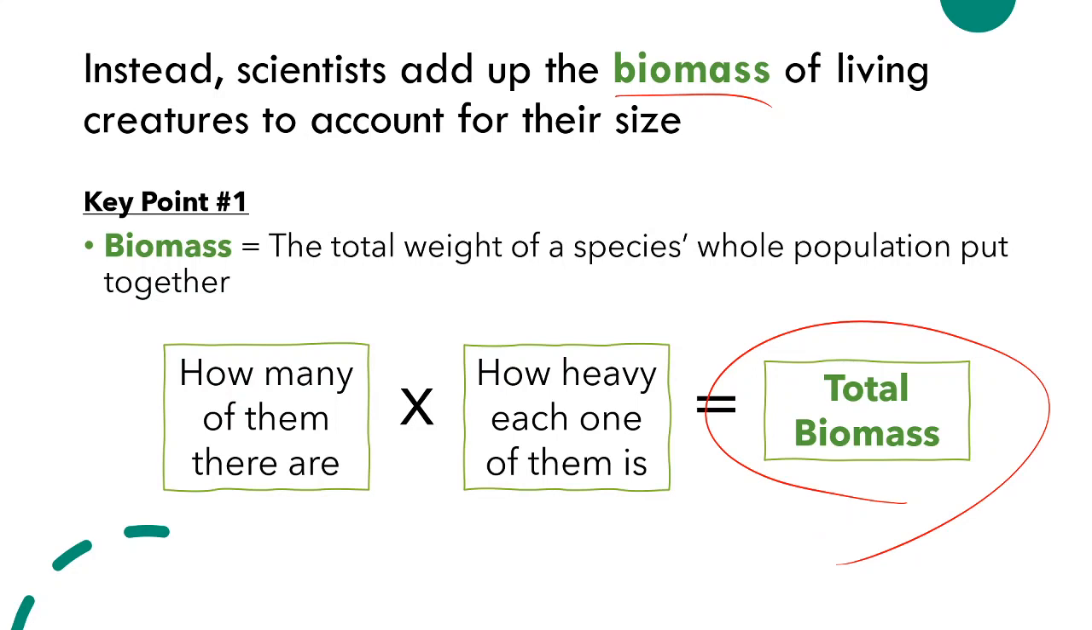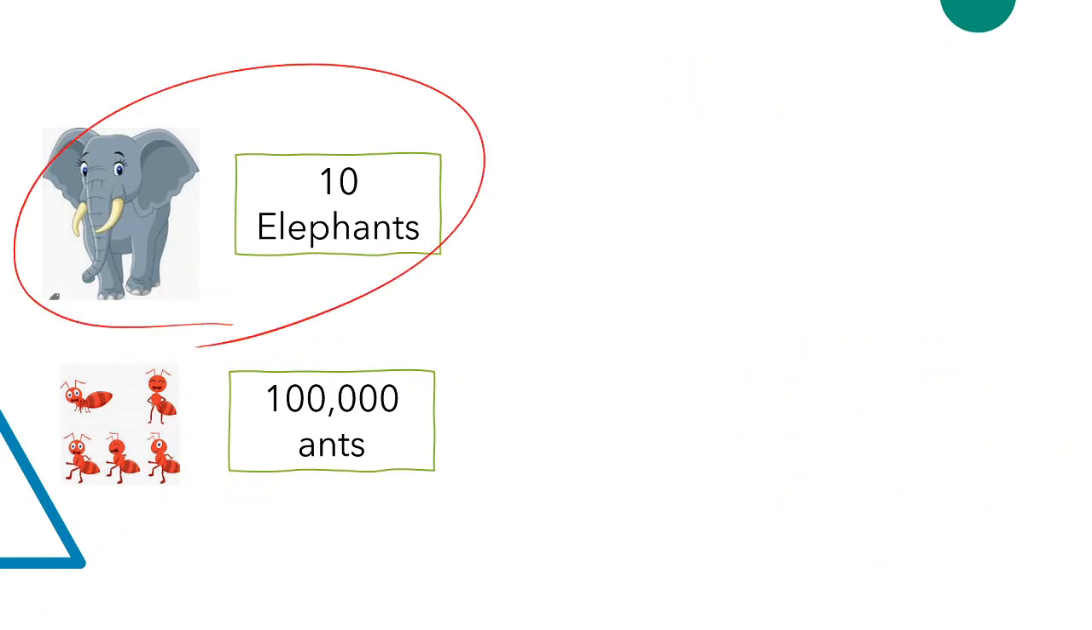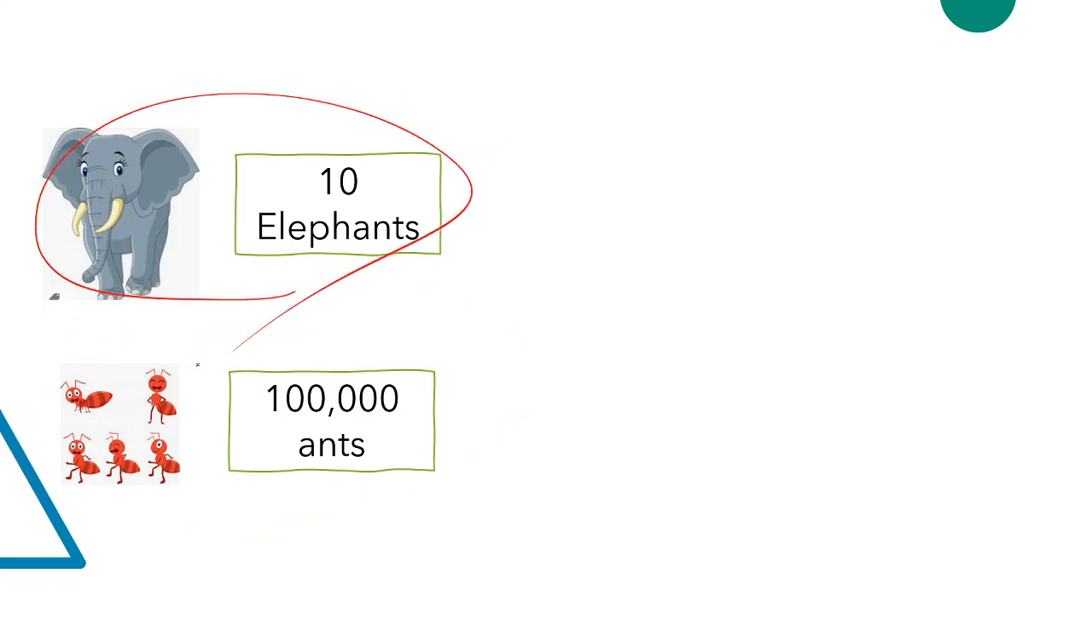By calculating how many of them there are and how heavy each and every one of them is, you calculate the total mass of all those living things together. This sounds confusing, so I'll show you an example. We're going to try to figure out whether there's more biomass in a group of 10 elephants or a group of 100,000 little ants. Say we have a little family, a herd of 10 elephants.